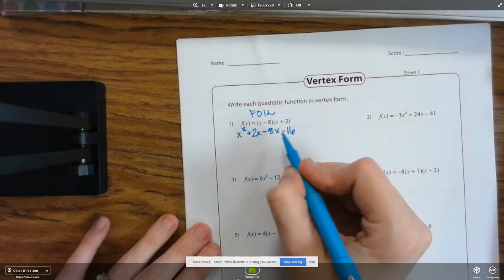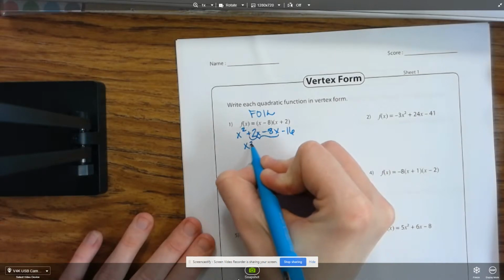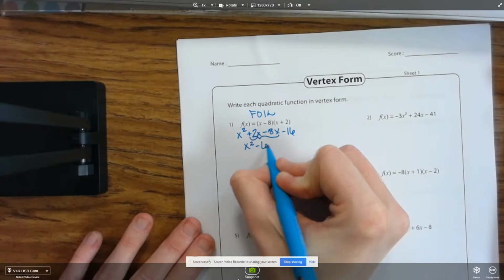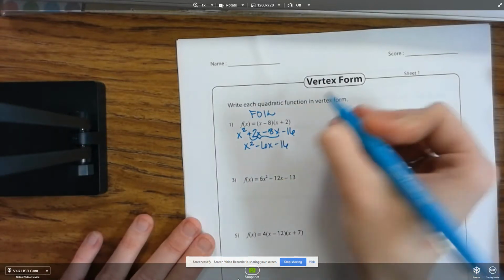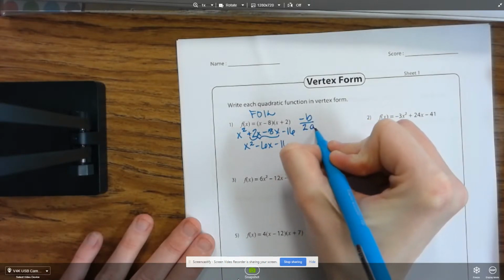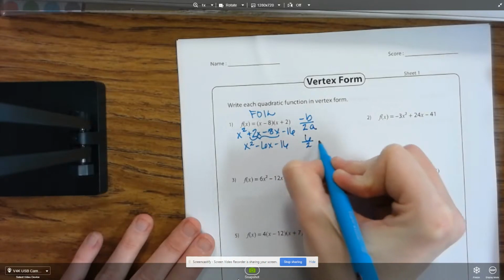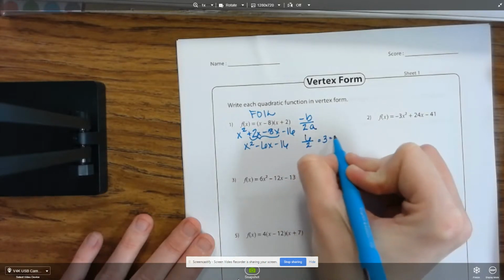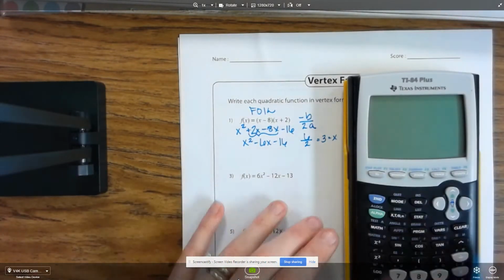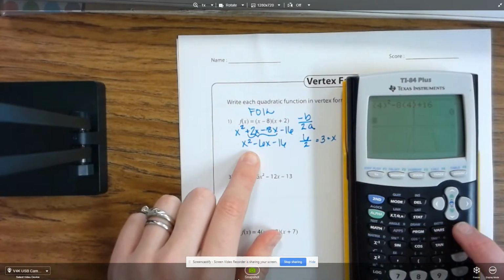All right, and then what you can do from here is we've got to combine like terms. So we would have x squared, and then positive 2x and a negative 8x would give me a negative 6x minus 16. So remember, to find the vertex, we can do negative b divided by 2a. So I would have a 6 divided by 2, and that would be my x. And then I can solve for the y by plugging this 3 into my quadratic.